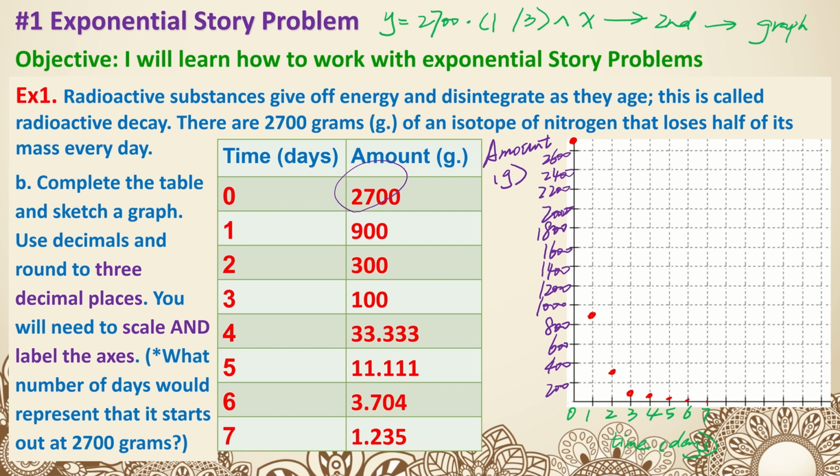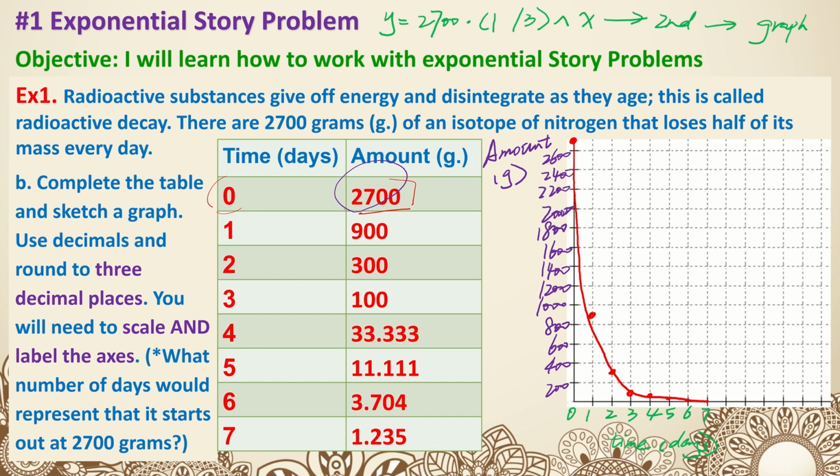Now, the difference between this graph and the full exponential graph is you can't have -1 day. So our graph will only start with 2,700. It won't go beyond that on the left side. So no matter what, the trend of the graph is still going to be exponential.